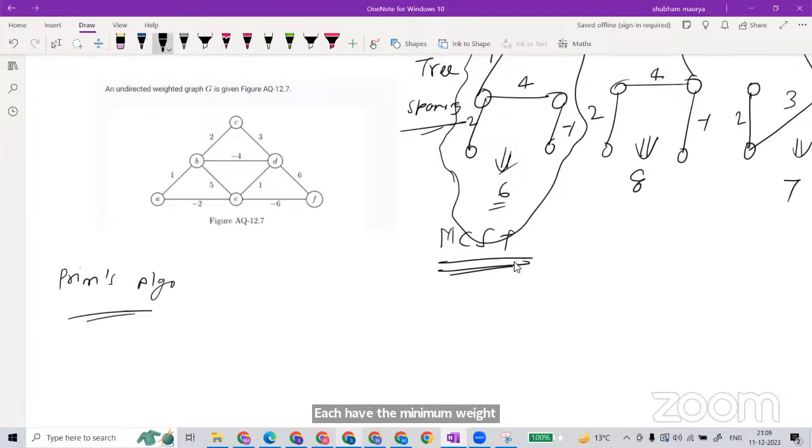AB. A, B. No, EF is also there. BD, CF. No, EF is -6. Yes, sir, EF, -6. EF is the minimum one, right? Yes, sir.